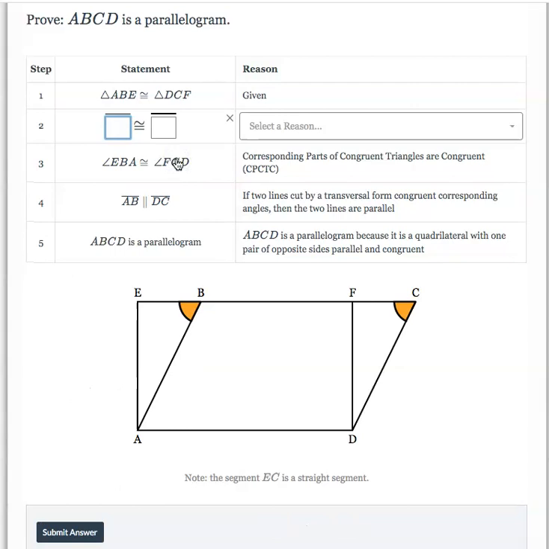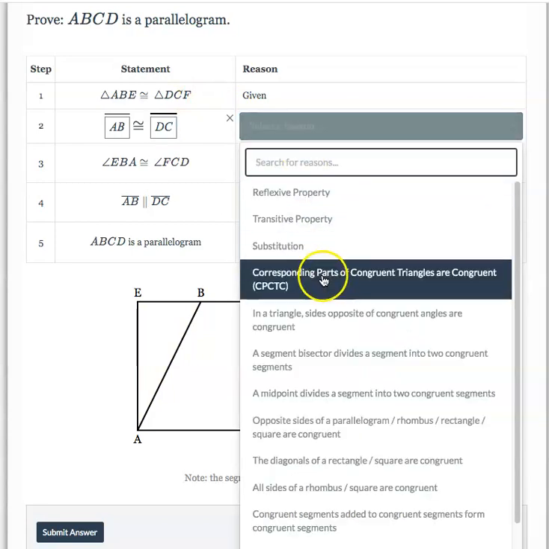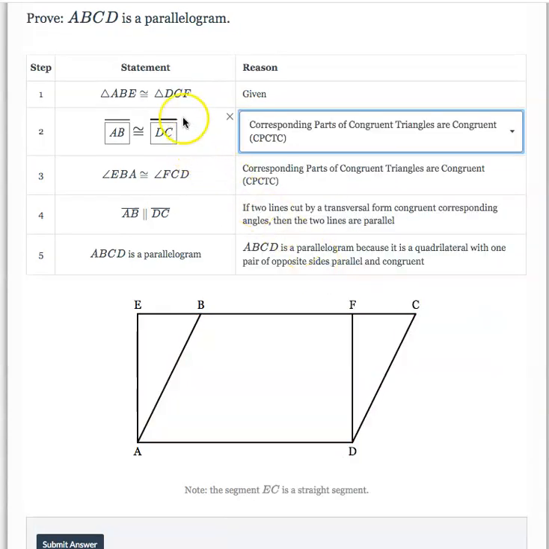Which one are those two segments again? Those segments are AB and DC. Now let's figure out why those are congruent. Well, look at our first statement. We have two congruent triangles. Those two segments are corresponding parts of those two congruent triangles. Therefore, they must be congruent, and that completes our proof.